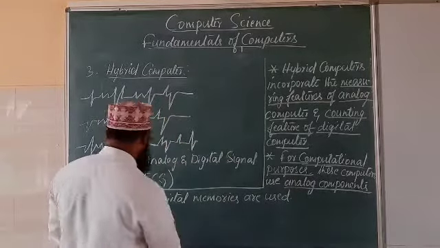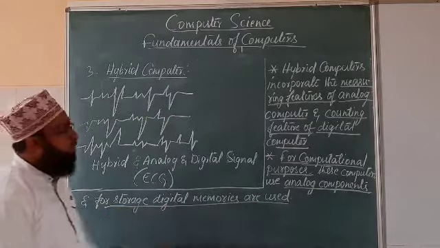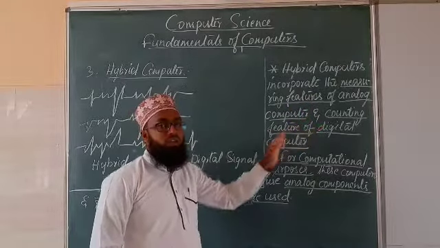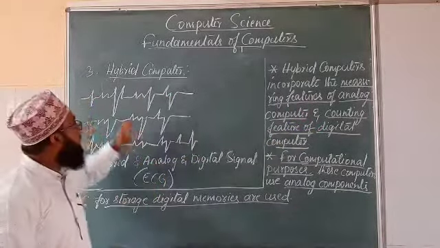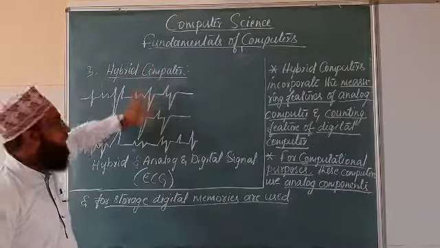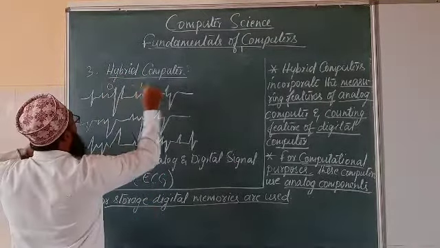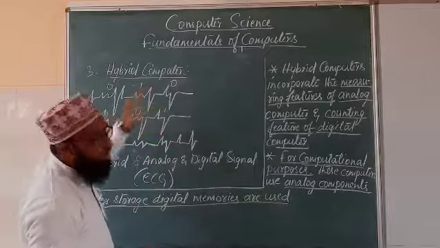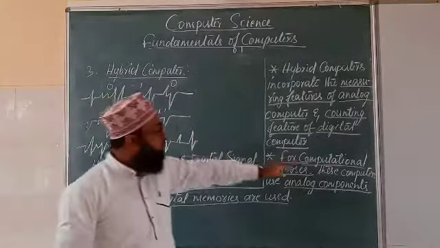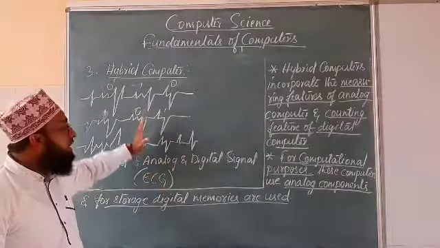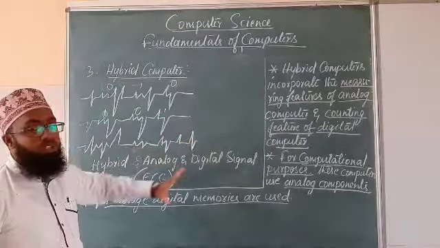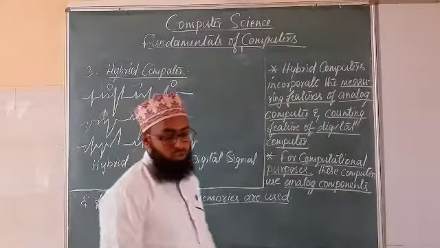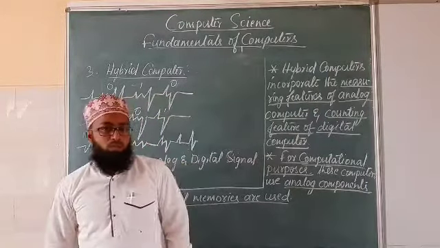So the hybrid computer is the one which incorporates the measuring feature of analog computer and the counting feature of digital computer. It will take the graph of analog computer and the counting feature of the digital computer, just like zeros and ones. And for computational purposes, it will use the analog components, and for storage purposes, these hybrid computers will use the digital storages or digital memory locations.